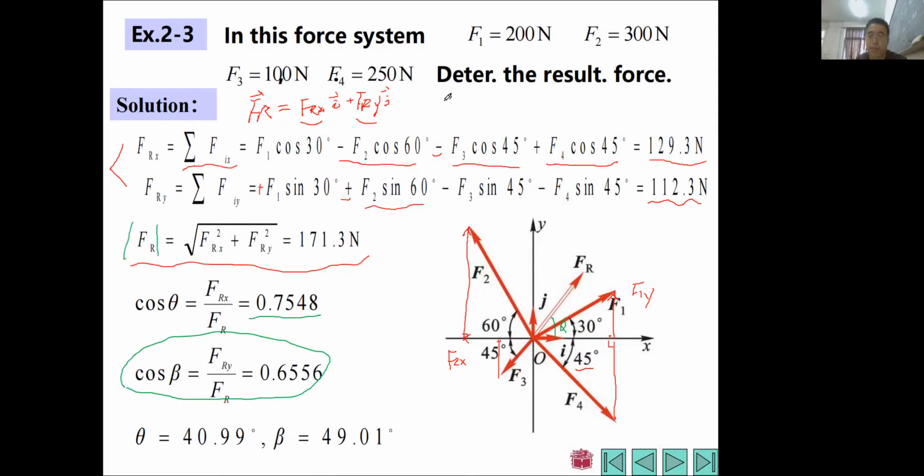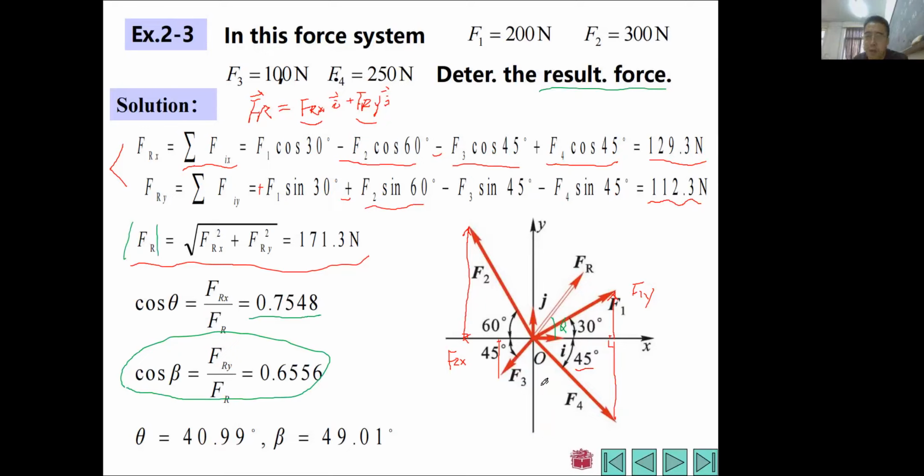This example tells us how to use the analytical method to find the resultant force of a concurrent force system, its magnitude and its direction. So can you guys figure out what a resultant force means?